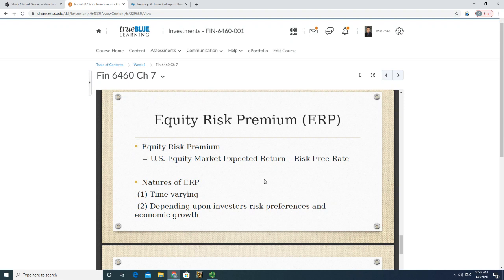So active risk premium tends to be higher when the market is in crisis, where investor risk preferences are low and economic growth is low. Active risk premium tends to be lower in the time period where investor risk preferences are high and economic growth is high.